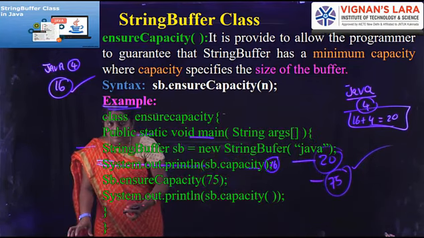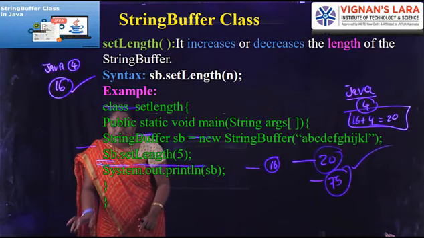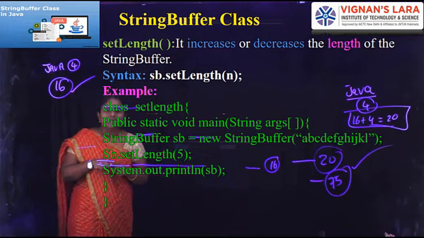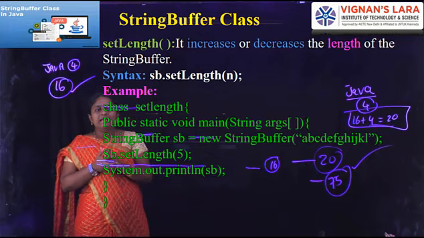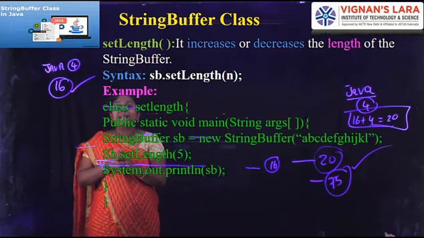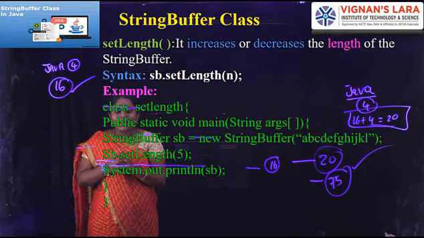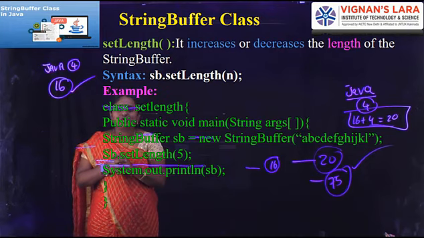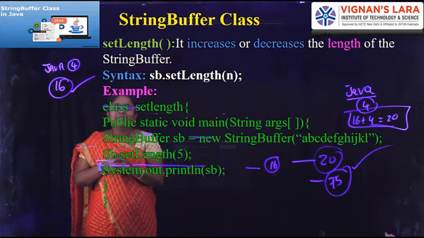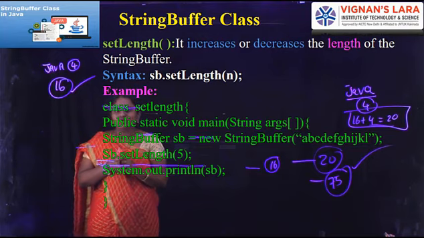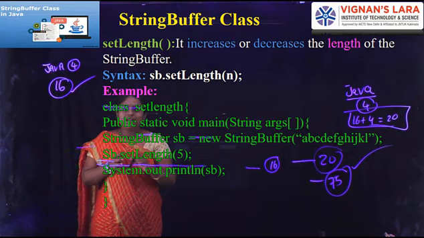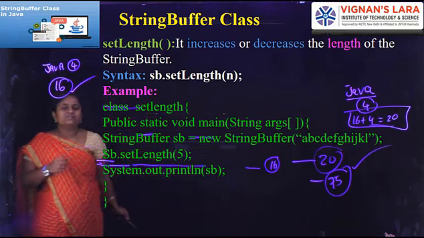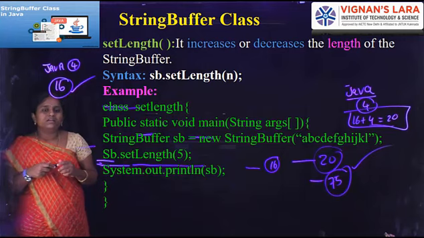What is the other method? Here the setLength method. What is the purpose of the setLength method? It increases or decreases the length of the string buffer. Okay, the syntax is object reference dot setLength(n). N means the index. Based on the index, we increase or decrease the length of the string buffer by using the setLength method. Here is the example, class SetLength. Next, the main method. Here I have created an object of the StringBuffer class: StringBuffer sb = new StringBuffer().